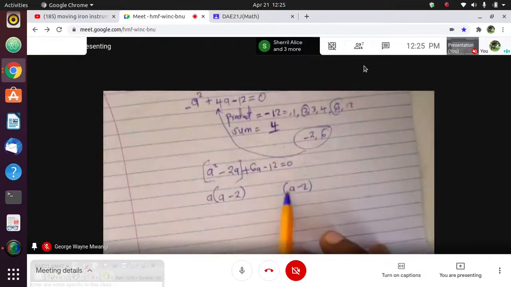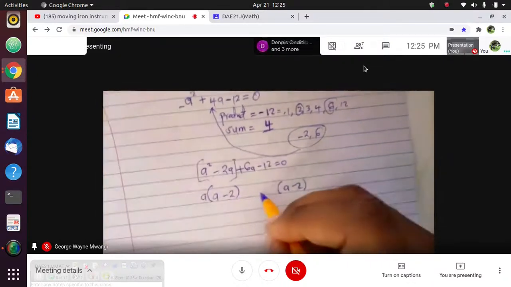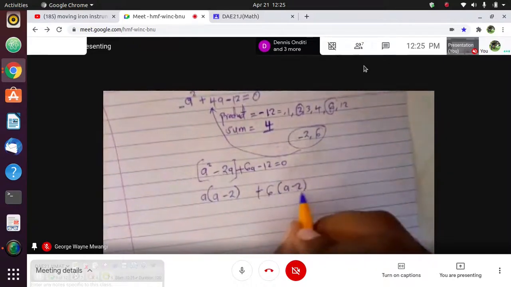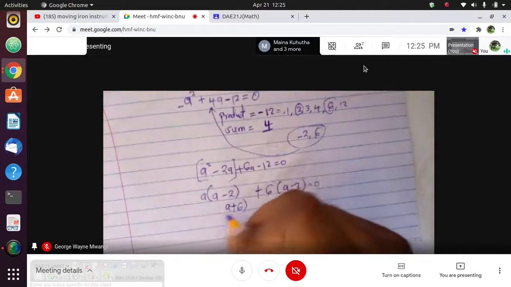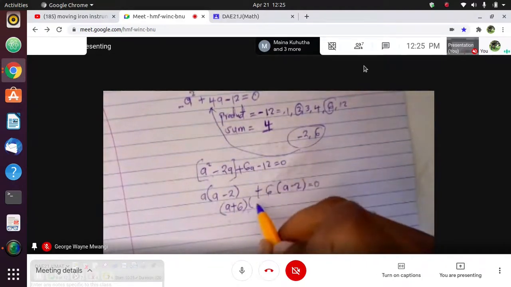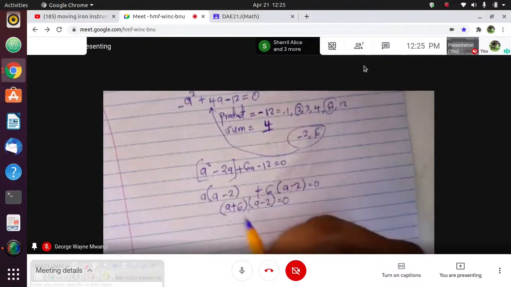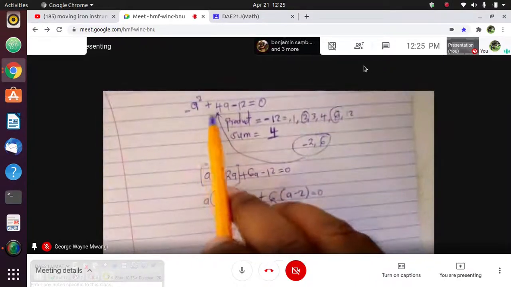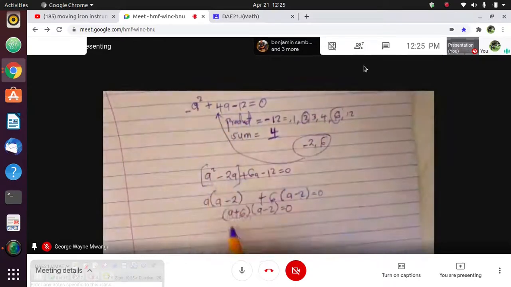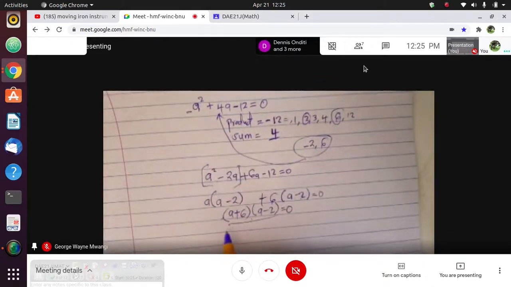Now, what will I do to a minus 2? What will I multiply with a minus 2 to give me 6a minus 12? I'll multiply with 6. What I'm left with is a plus 6 and a minus 2. What I've done is I've factorized my quadratic equation, a squared plus 4a minus 12.